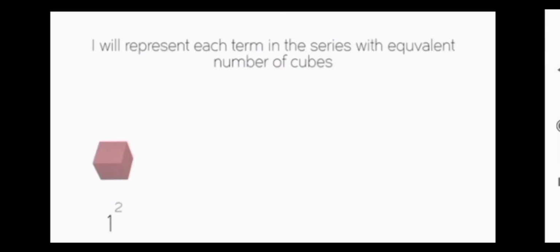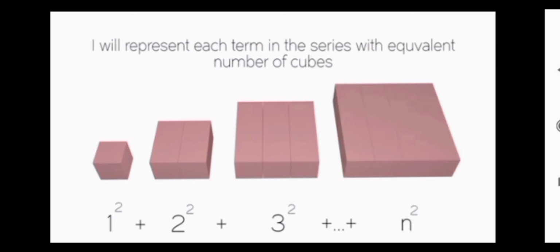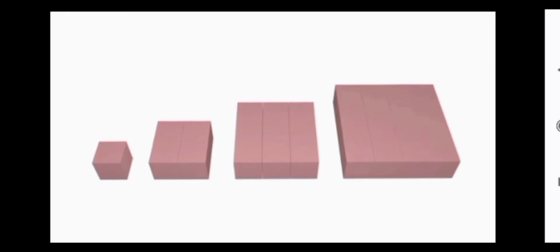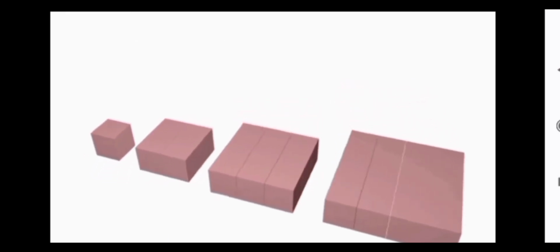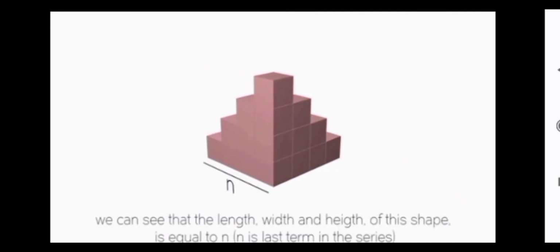I will represent each term in the series with the equivalent number of cubes. So 1 squared is 1 cube. For 2 squared, there is already a measurement of 2 in width and 2 in length, so there are already 4 cubes. For 3 squared, there are 9 cubes. Up to n squared. We can see that the length, width, and height of this shape is equal to n, the last term in the series.